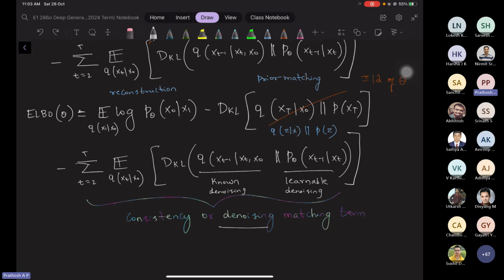And of course, from a mathematical standpoint, this works because finally what we are doing is minimizing the KL divergence between the model distribution and the data distribution via ELBO optimization. That is what we are doing. Now, what we will do next is take this consistency or denoising matching term and see how to compute it in practice. But I hope that you understood what these three terms are in DDPM's ELBO. Any questions here?